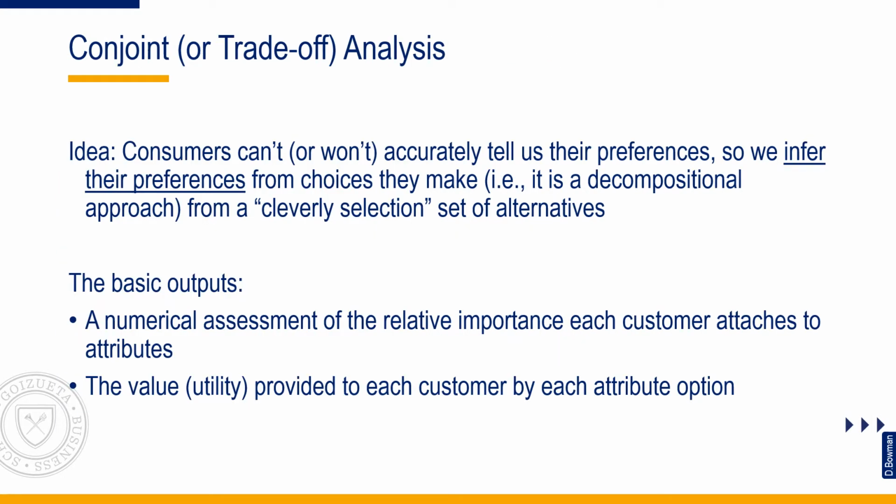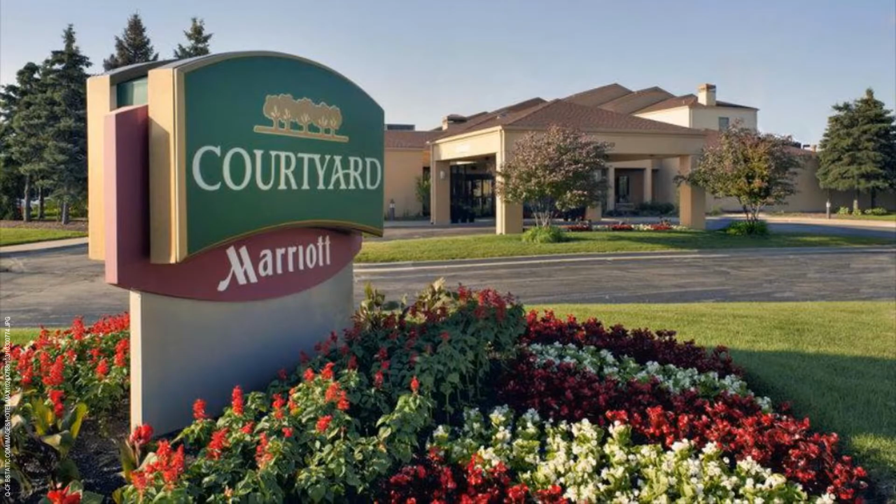The idea behind conjoint analysis or trade-off analysis is that customers can't or won't accurately tell us their preferences, so instead we infer their preferences from choices they make. Here are some examples. Courtyard by Marriott. It debuted with the slogan, "Designed by business travelers for business travelers." People sometimes have trouble articulating their preferences. An easier task can be just to have them make choices.